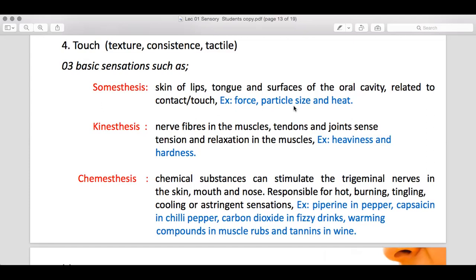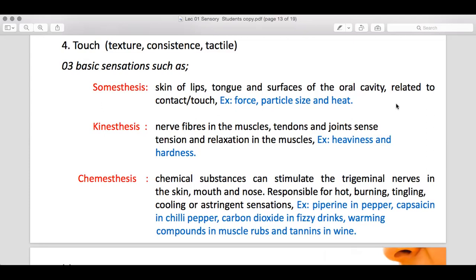First one. The second one, what happens? Nerve fibers in the muscles, tendons, and joints sense tension and relaxation in the muscles. Kinesthesis means there are some nerve fibers in the muscles. You know what happens when we are chewing and biting the food. Now the food is inside, then we are going to start chewing and biting.